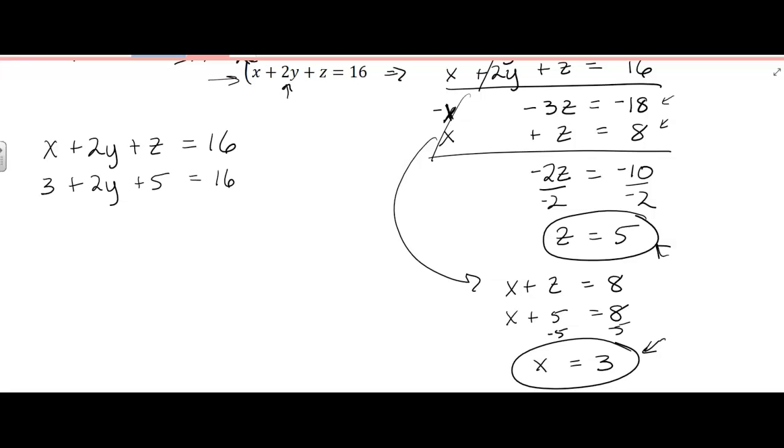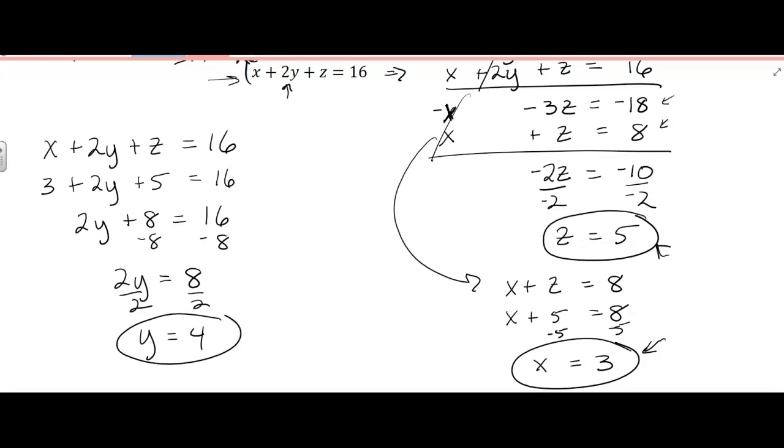Okay, so what's 3 plus 5? 8. Okay, subtract the 8. And then divide by 2. And I get y equals 4. So I found all three variables. I found the x and the y and the z. So my answer is going to be an ordered triple. 3, 4, 5. You have to put it in the right order. x, y, z. Okay, there's my answer.